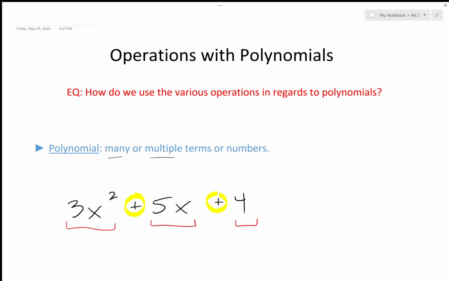So this is a polynomial where poly means many, and we could put a more specific name onto it if we want to. Three terms would actually be a trinomial. Still a polynomial because it has many terms, but tri for 3. Another one.